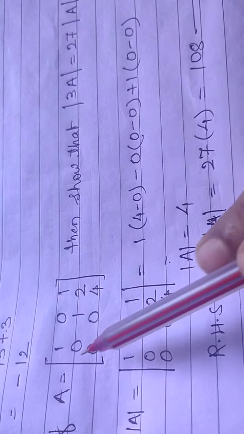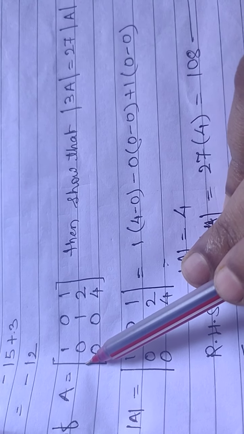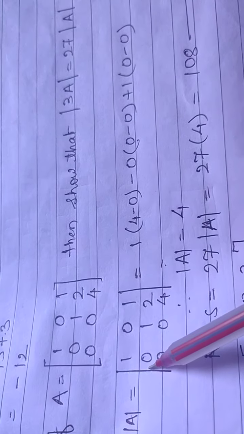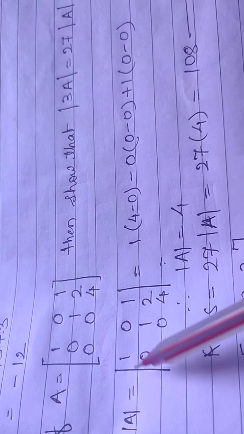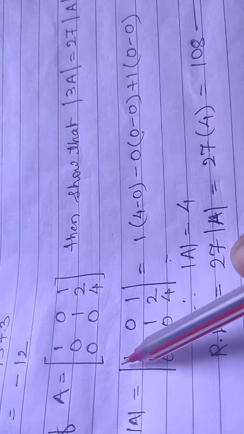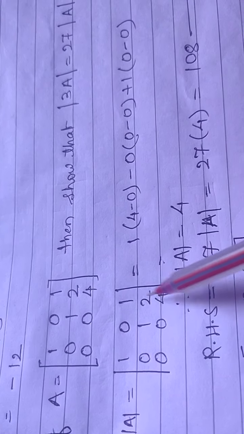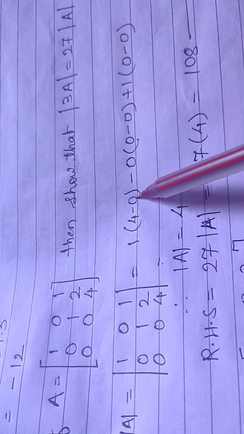Now this is the determinant. Observe these two carefully. It is written in box brackets, that is the matrix, and here it is written in straight lines. So it is the determinant, and we can find the value of the determinant. I have solved this determinant. This is 1 into 4 minus 0. Okay, 4 minus 0 directly I have written.